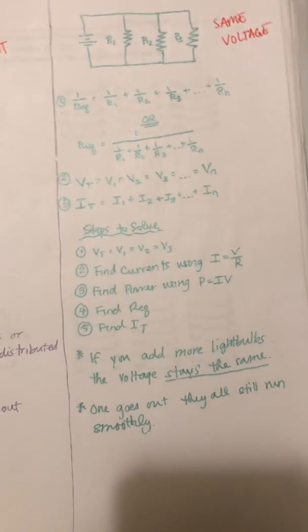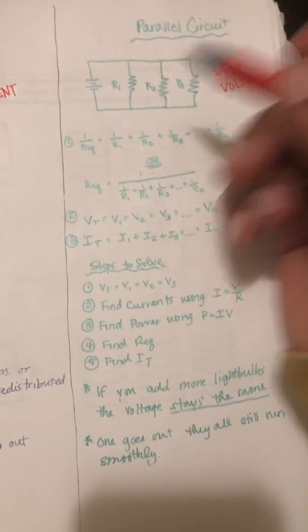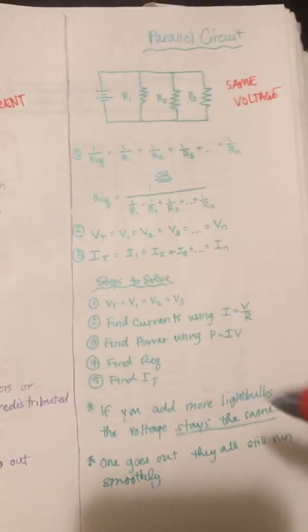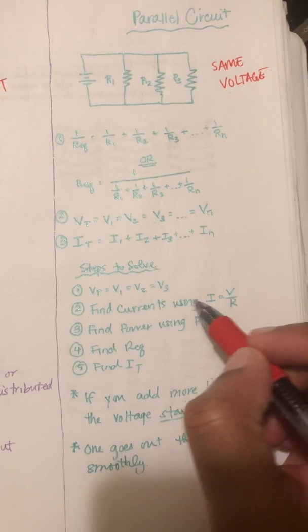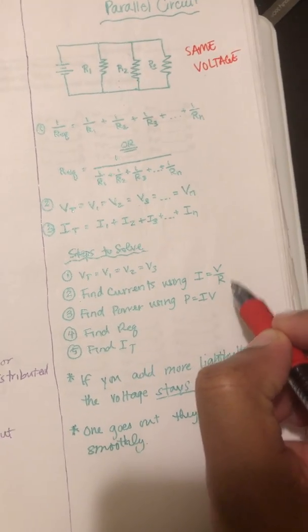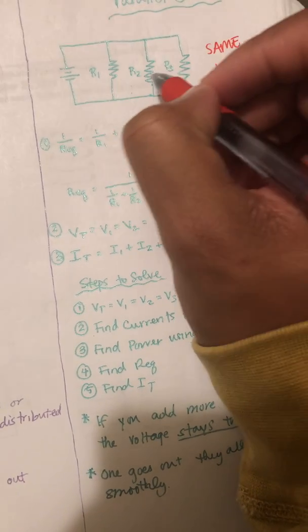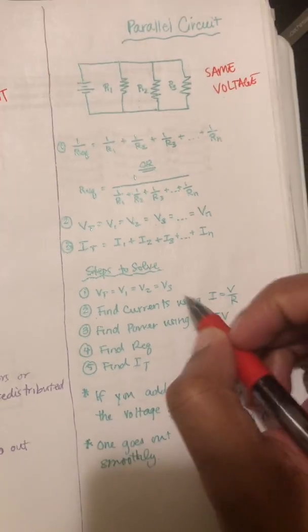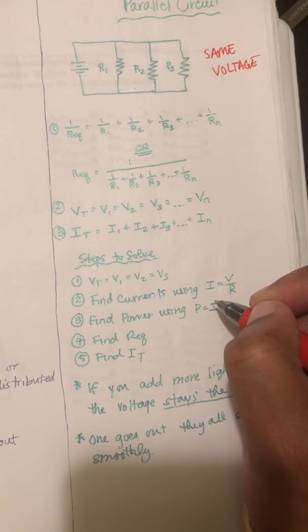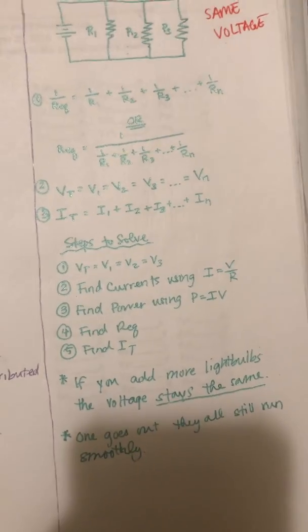So the steps for solving the parallel circuit are a little bit different. First thing we can do is, if we know the total voltage, let's just add our voltages in. And then we can find all of our currents using I is equal to V over R, because now I know R1 and V1, R2 and V2, R3 and V3. The only thing I don't know is I1, I2, and I3. So after I find all the currents, I can find the power. After I do all that, then I can find the equivalent resistance and the total current.